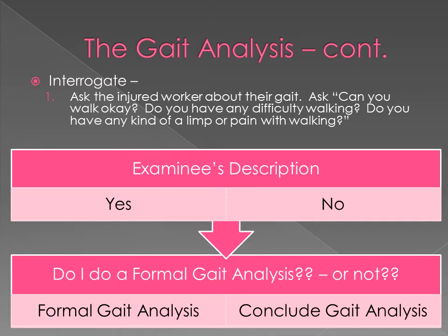Now, if there's no noticeable gait disturbance, in other words, you don't see any type of a shortened stance phase, you don't see any type of an antalgic gait, there's no sort of a Trendelenburg sign, I always question the injured worker. I ask him, can you walk okay? Do you have any kind of limp? Do you have any kind of pain with walking? And I interrogate them about their gait. Sometimes they think I'm crazy, but I go through this with all lower extremity injuries, certainly all spinal injuries, and even upper extremity cases as well.